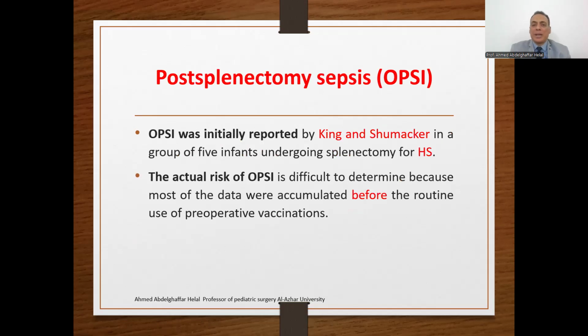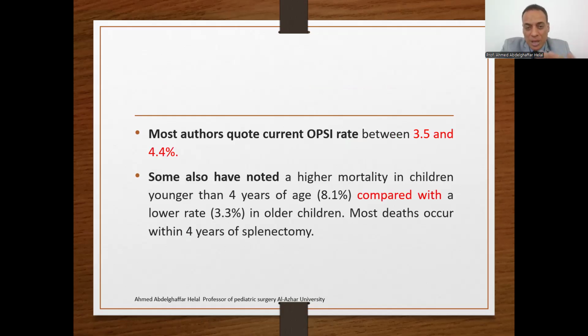Finally, we will speak shortly about what is called overwhelming post-splenectomy infection, reported firstly by King and Shumacker in a group of five infants undergoing splenectomy for hereditary spherocytosis. The actual risk is difficult to determine because most of the data were accumulated before the routine use of parenteral vaccination and antibiotics. Most authors quote current rates between 3.5 and 4.4%.